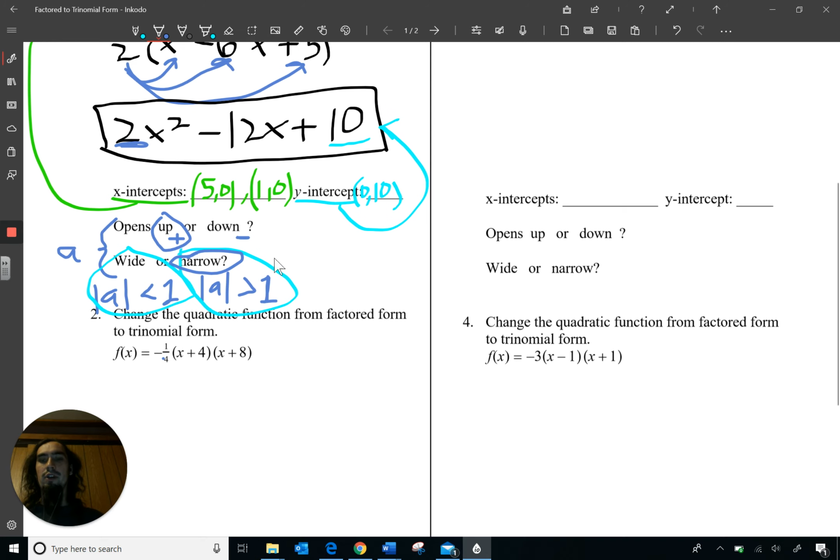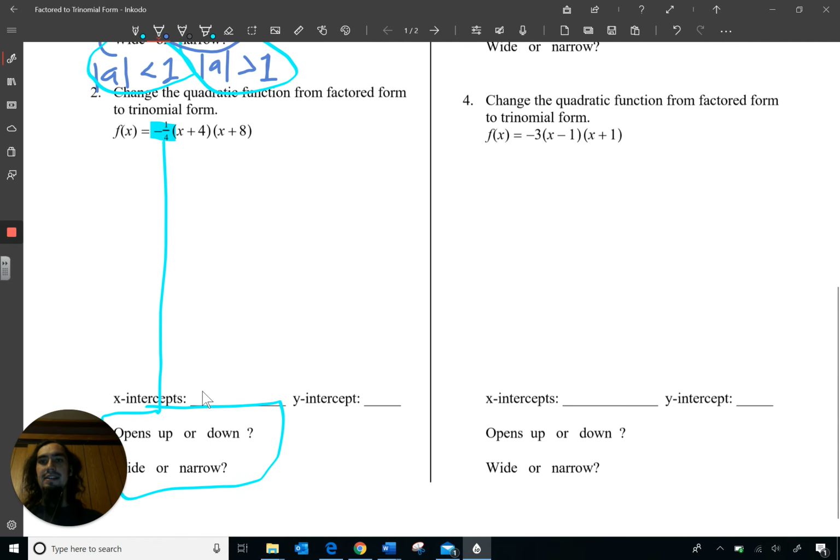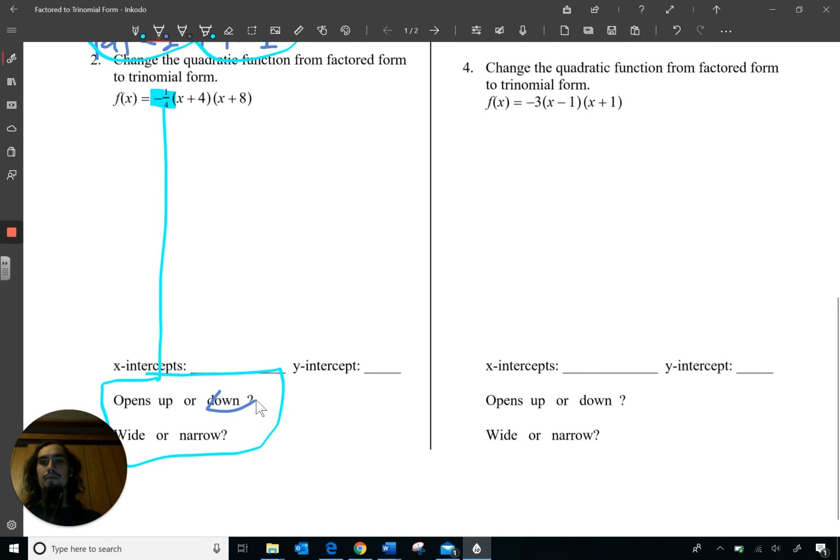I just want to take a quick look at the A value in number 2. The A value in number 2 is negative 1/4. So we know it's negative. Let me jump down on the other way here. And we know it's negative. So is that up or is that down? Well, negative tells us down. So we know that this is a down number.